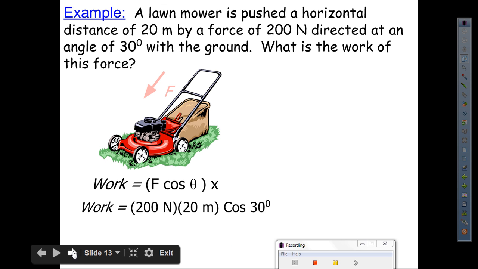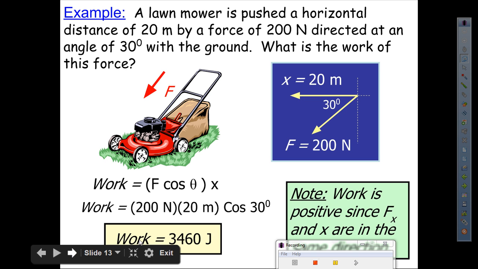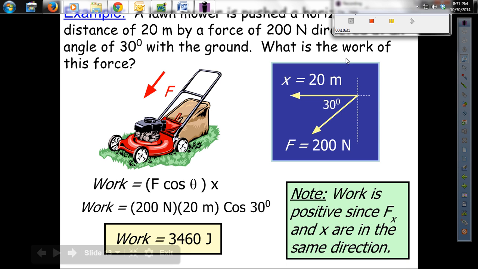All right, example 2. This time we're going to shove 200 newtons down that way. We're going to move in this direction. So this is the force that's doing the work. So F cosine theta times the displacement, x or d, whatever you want to call it. The hypotenuse is 20. The angle between the displacement and the supplied force, the part that's acting in the direction of the motion, is a cosine of 30 times 20 meters. That's my displacement. So there's my work, equal to 3,460 joules. Work is going to be called positive because Fx and x, the displacement, are in the same direction.